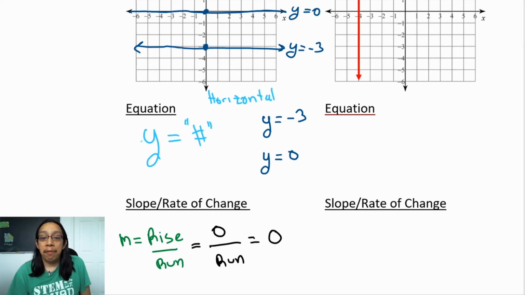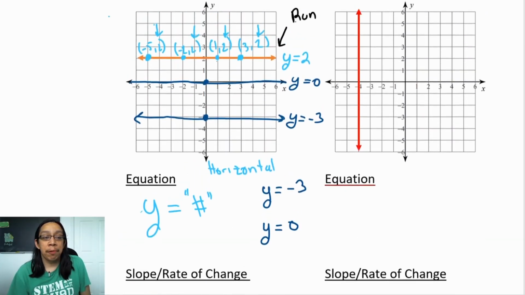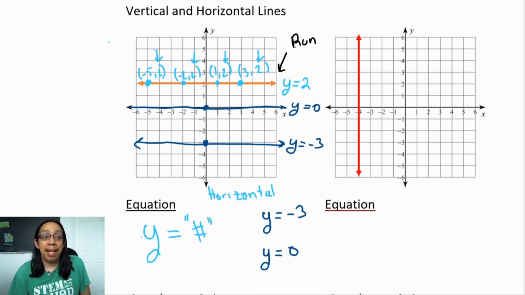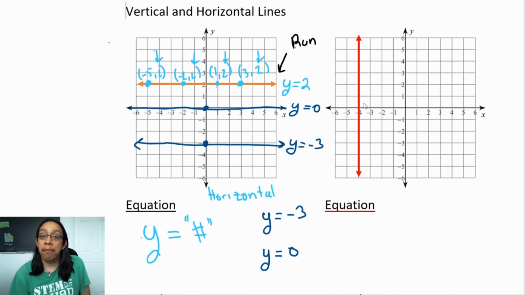Okay, so now that we've looked at the equation and the slope of a horizontal line, let's see what else we can learn about vertical lines. Let's take the same approach as we did with the horizontal line. This right here is a vertical line because it's going up and down. Let's space out some points on here.